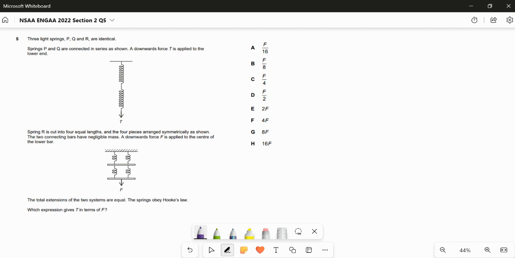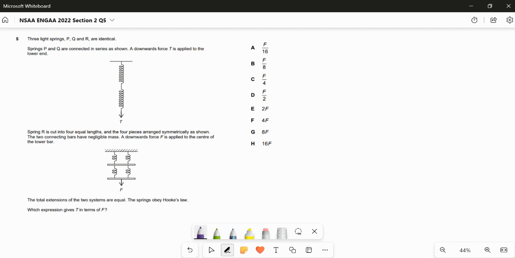The two connecting bars have negligible mass. A downward force F is applied to the center of the lower bar. The total extensions of the two systems are equal. The springs obey Hooke's law. Which expression gives T in terms of F?